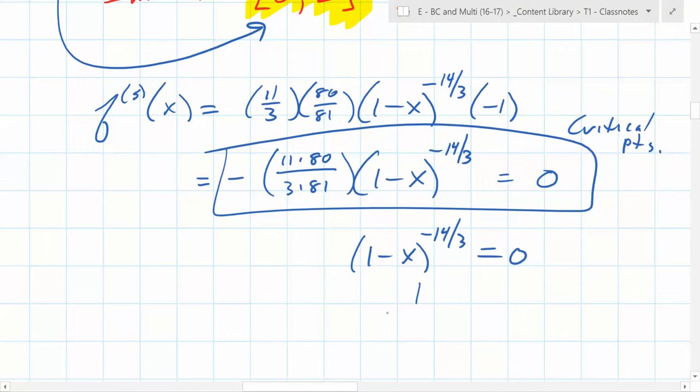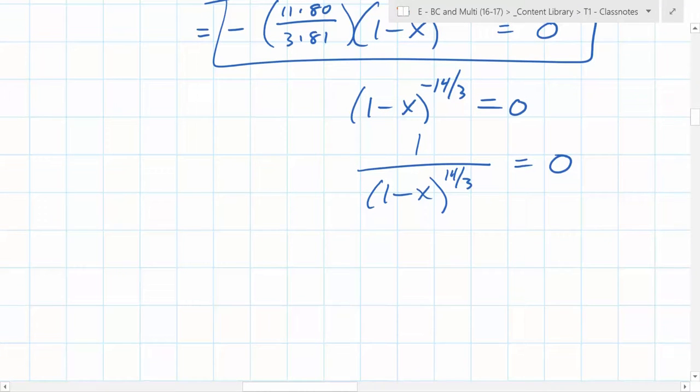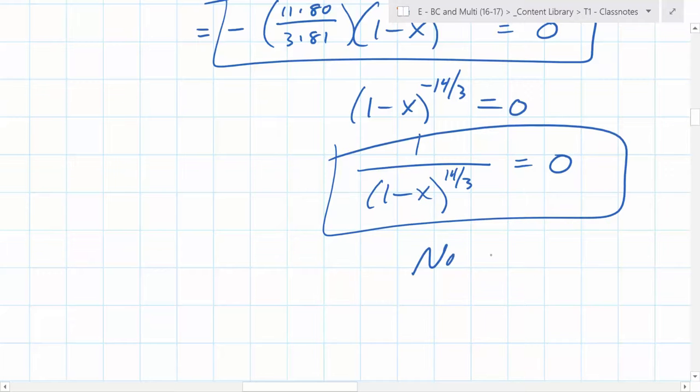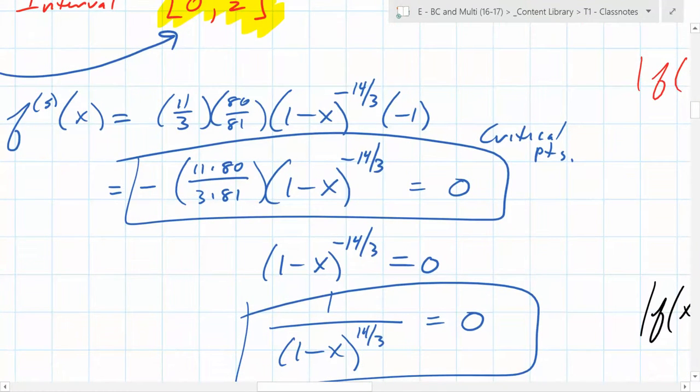Well, here's the thing. What is this equal to? This is 1 over what? 1 minus x to the what? 14 over 3 equals 0, right? Can you make that equal 0? No. So, the answer is no. So I could say, yeah, no answer to this, right? So are there any critical points? No, there aren't any critical points.